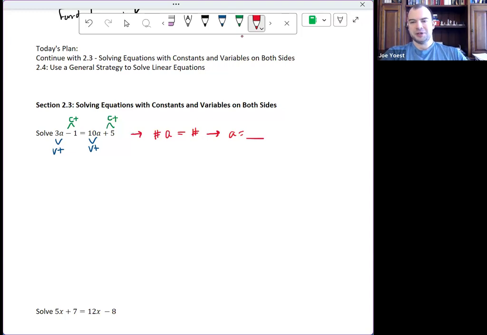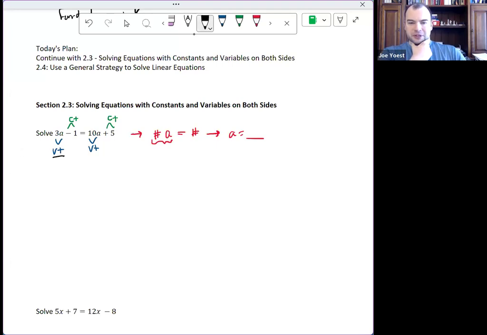To isolate my variable term, I need to get all my variable terms on one side of the equation and all of the non-variable terms, all of the constant terms, on the other side of the equation. And for the time being, we're going to do this in two different steps. When you get more used to it, you might choose to do these two operations in one step, and that's perfectly fine. But we're going to do it in two steps for the time being.